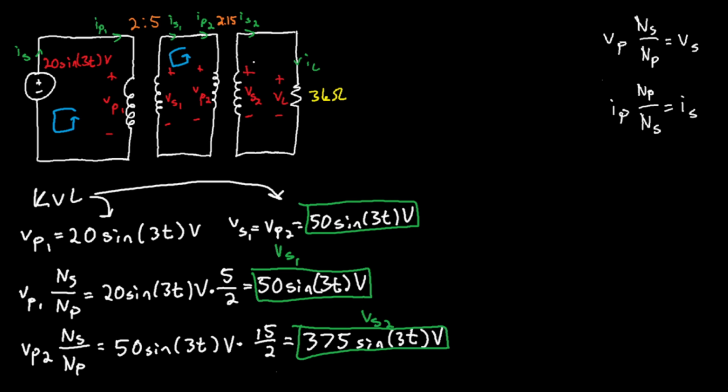Again, KVL. How helpful of a tool, right? We used this like 3 times this problem. Let's write another KVL line. KVL up here gives us that Vs of 2 is equal to V of L, and V of L is equal to Vs of 2, which we determined was 375 sine of 3t volts.